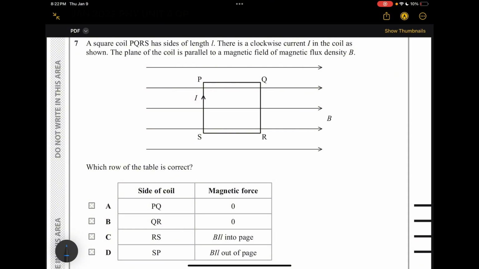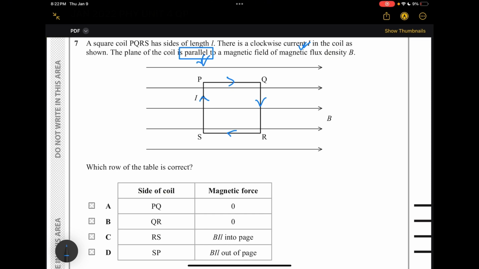Okay, in question number 7, they have said a square coil PQRS has a side length of L. There is a clockwise current in the coil as shown. The plane of the coil is parallel, this is very important, to the magnetic field of magnetic flux density B. As it is a clockwise current, if in this direction it is upward, then in this direction it will be downward, like this. The coil is in the clockwise direction. Very good. Now they have said the plane of the coil is parallel.